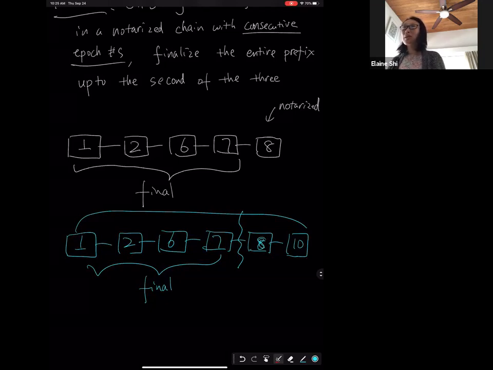Your transaction may still be undone if it's notarized, but once it becomes finalized, it can never be undone, and it's safe to output it. And this is what we are going to prove: why is it safe to finalize when this good pattern happens?